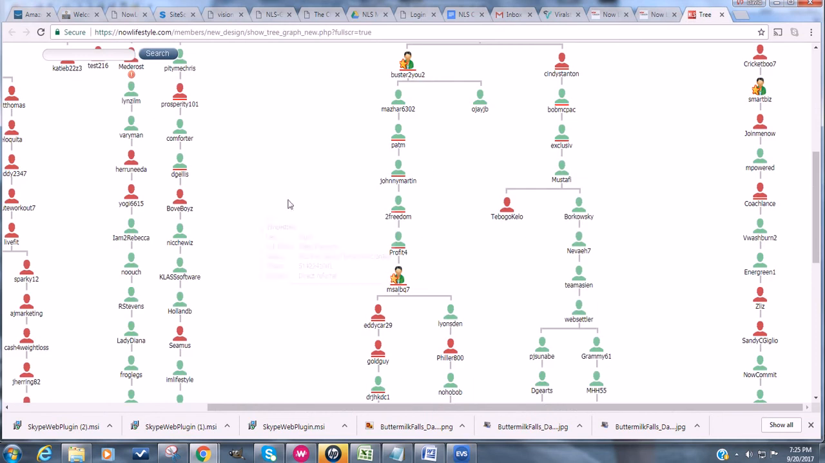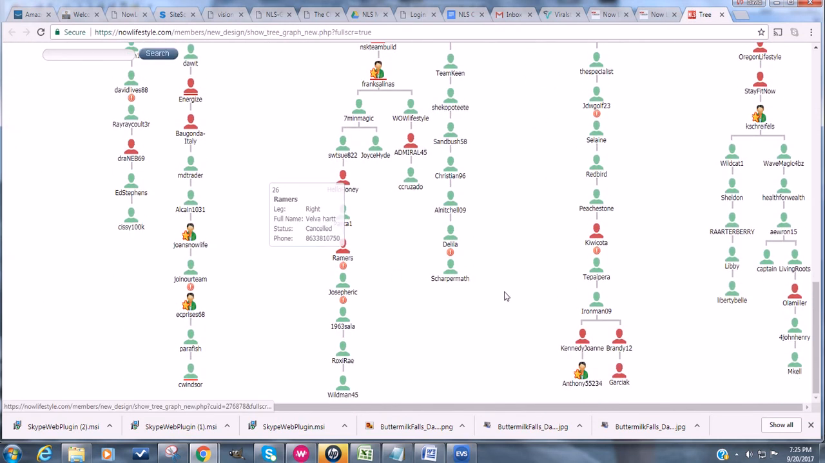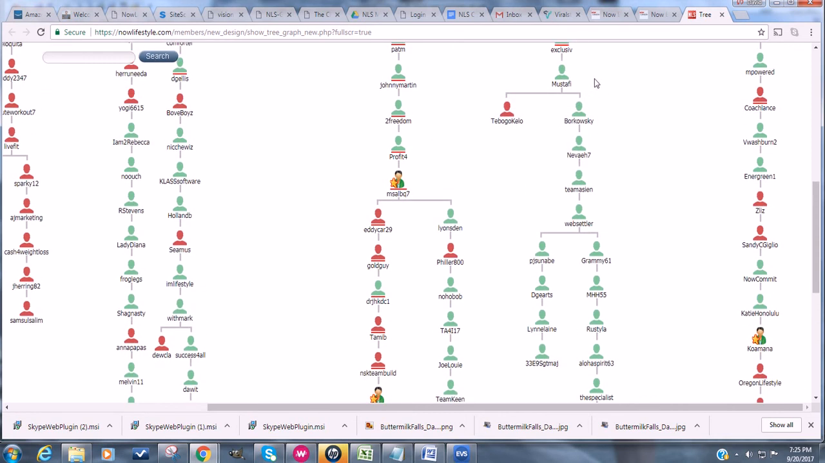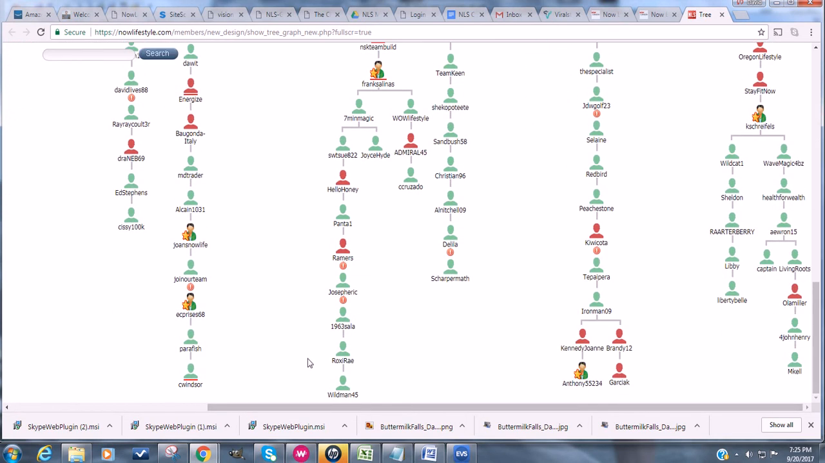Any one of these that have the red lines under them are all ones that I brought in. But if you notice, there are ones over here without red lines. If we keep going down, we can scroll down and click down there, and we'll see that there are some that I brought in on both sides. I'm trying to balance out both sides, but none of these were my personal referrals, but they still help me with binary commissions. That's the key thing.